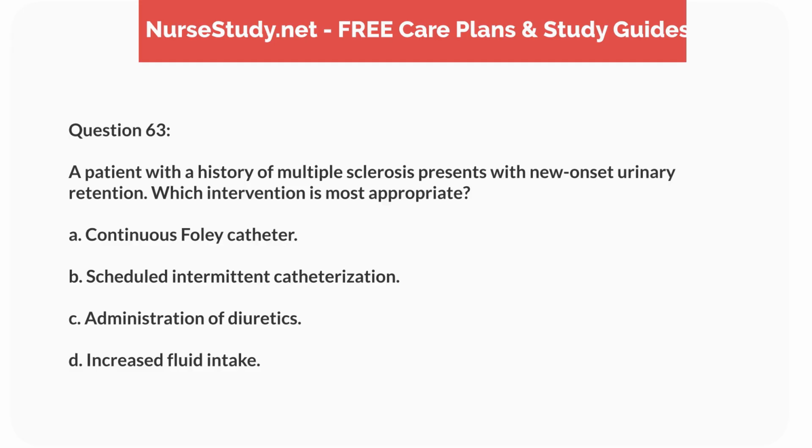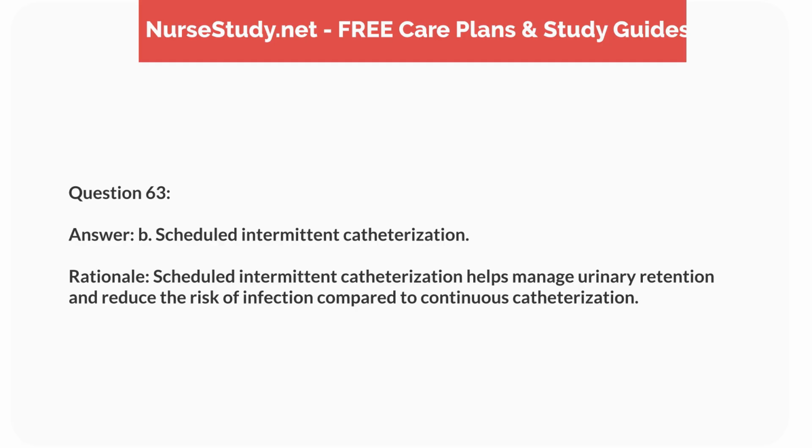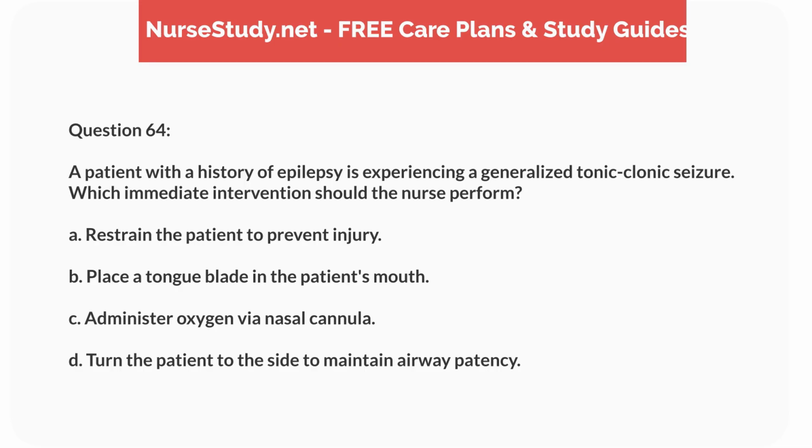Increased fluid intake. Answer: B. Scheduled intermittent catheterization. Rationale: scheduled intermittent catheterization helps manage urinary retention and reduce the risk of infection compared to continuous catheterization. Question 64. A patient with a history of epilepsy is experiencing a generalized tonic-clonic seizure.